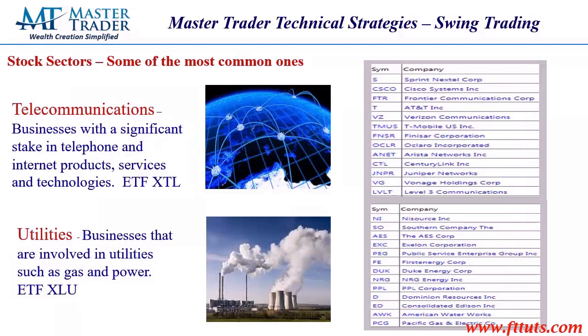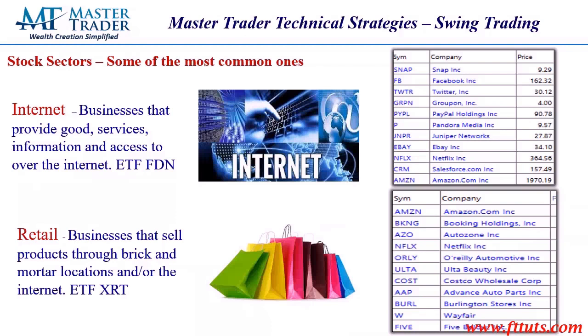Telecommunications, utilities, you've got the idea at this point as to what we're looking at and why and how to take advantage of it. Internet, which is a huge part of the market today. The ETF is FDN. You can see the stocks within it. Snap, at the time of this recording, looks terrible, like you could possibly think it's going out of business, whereas PayPal is doing tremendously well right now, and those trends can change drastically over time.